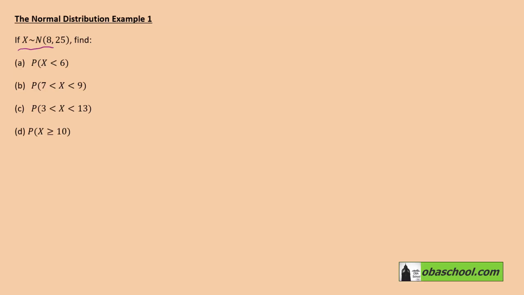If x follows a normal distribution with a mean of 8 and a variance of 25, and that means, remember, the standard deviation is the square root of 25, which is 5, we want to find the following.